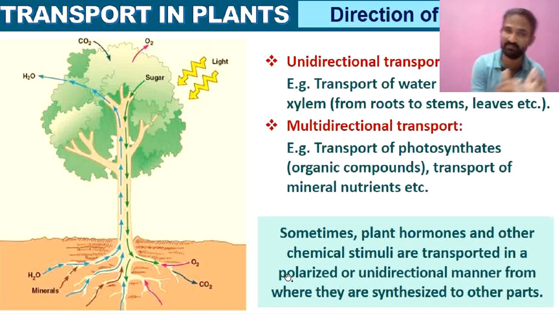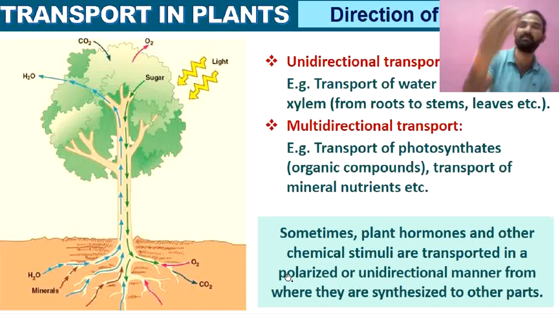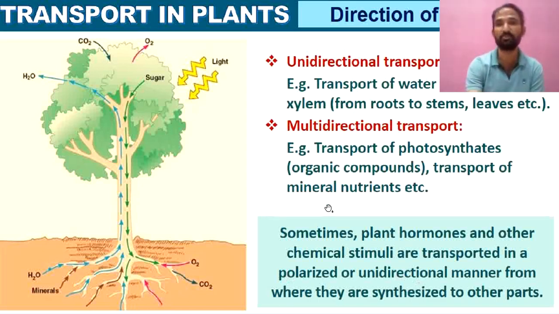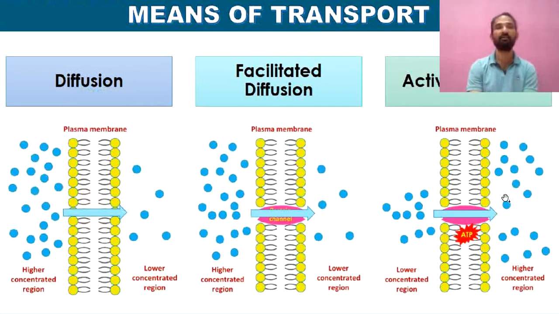They are synthesized in one place and move to another place. For example, auxin is synthesized in the root system and transported to the shoot system and the shoot apical meristematic region, and these auxins show the physiological responses. So these are the directions of the transport.